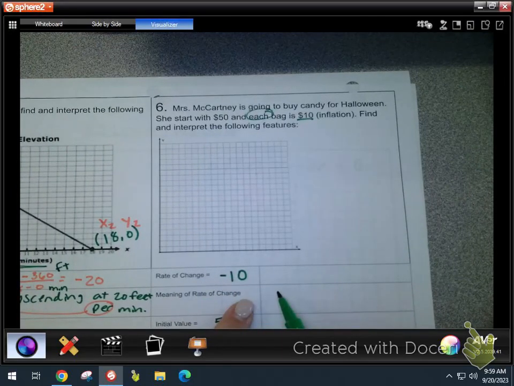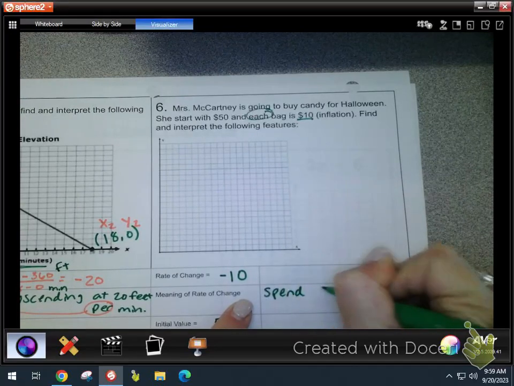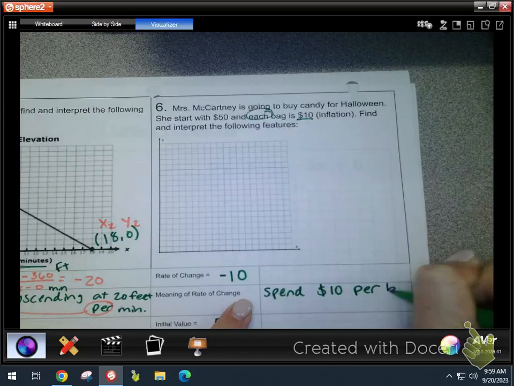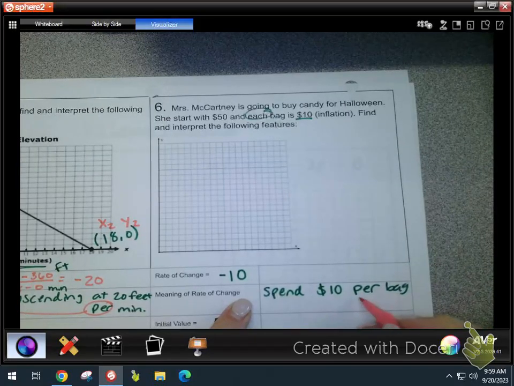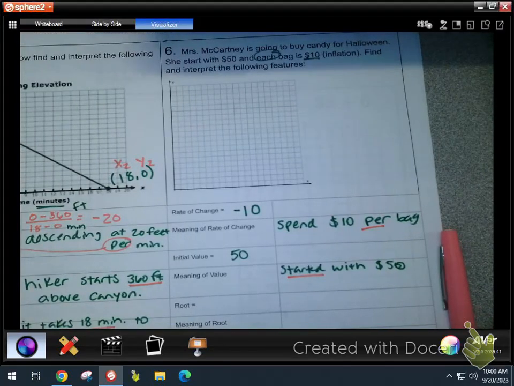So what does this mean in the story? We spend $10 per bag. There's that word, per. Started. Those keep coming back. So if you know that the rate has to do with per, the slope has to do with per, the y-intercept has to do with starting, initial, that is a really easy way to weed out information. And if it's multiple choice, it can help you eliminate answer choices there.